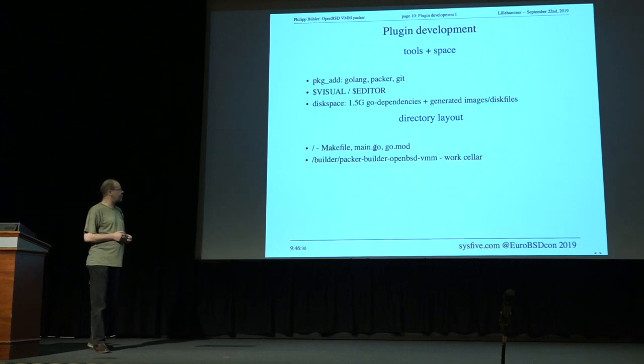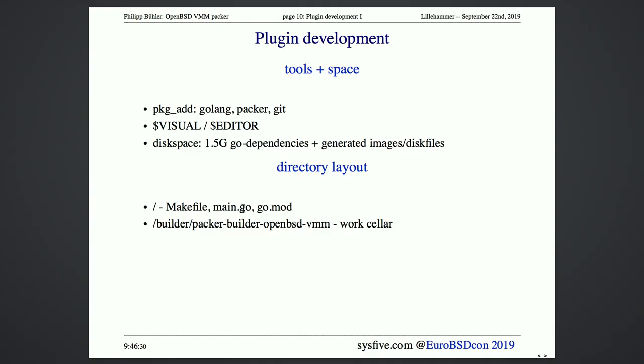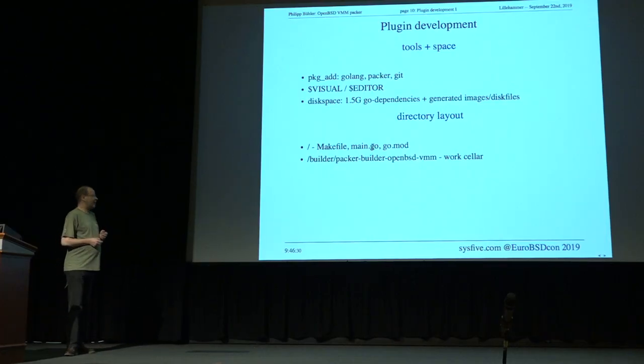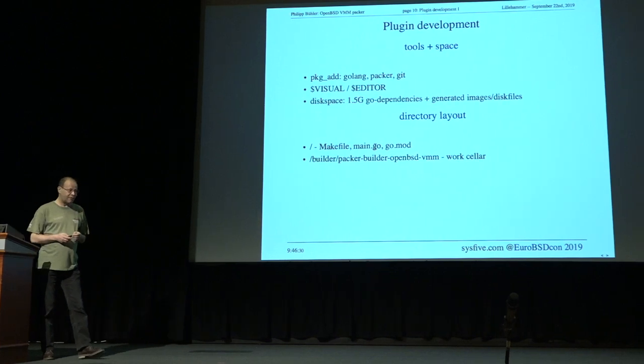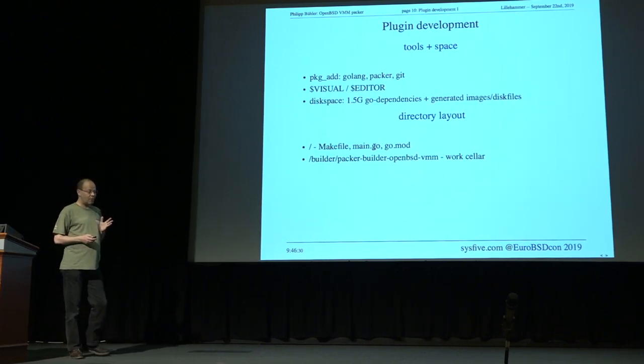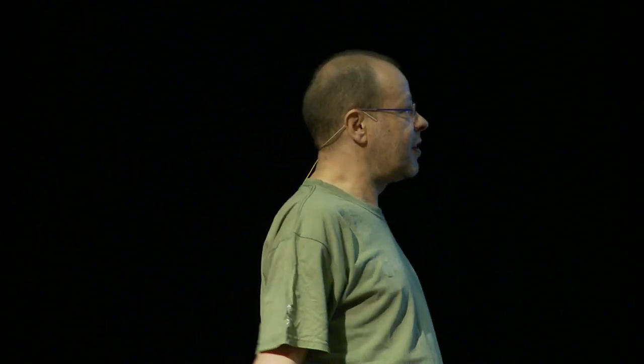In terms of tooling and space for developing Packer plugins, all of them, you need Golang, Packer, and Git, which are easily available packages on OpenBSD, so that's a no-brainer. Obviously, you need an editor of your choice. I said editor, not only visual, because of all that AI hype lately. The Go dependencies needed for this plugin are around 1.5 gigabytes, and then it depends on what you are actually doing. If you're making super lean images with 1 gigabyte root disks, you will need less space. If you're doing something with 100 gigabytes, you will need way more, so that's obvious.